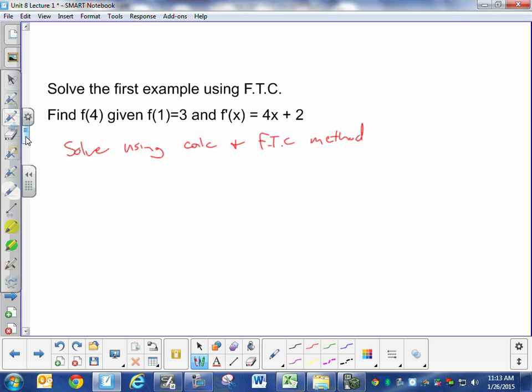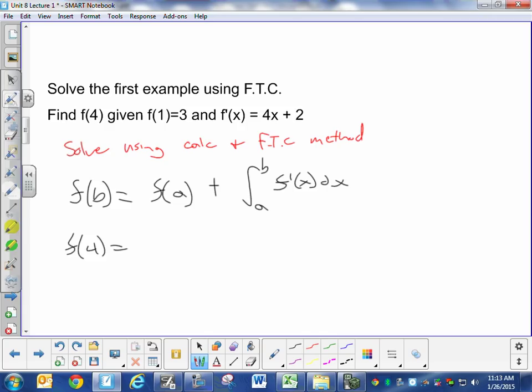f of b is equal to f of a plus the change. It all comes from the fundamental theorem of calculus. The change comes from the area under f prime. That's the beautiful thing about the fundamental theorem of calculus. Make sure you type this stuff into your calculator, and we are getting 39.